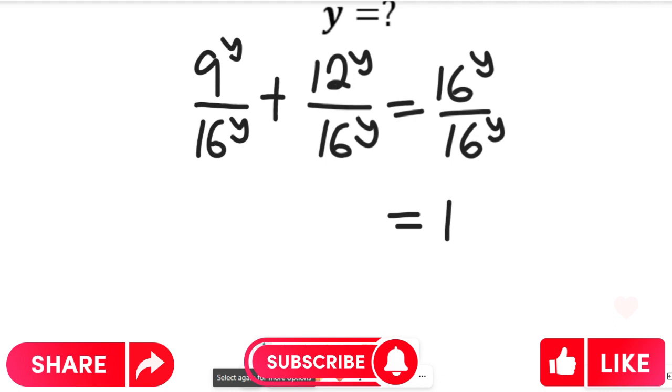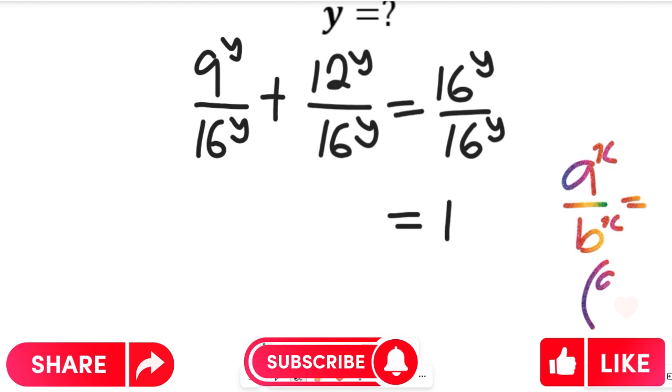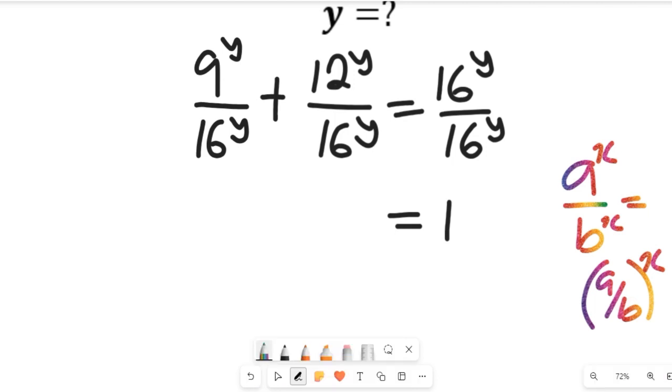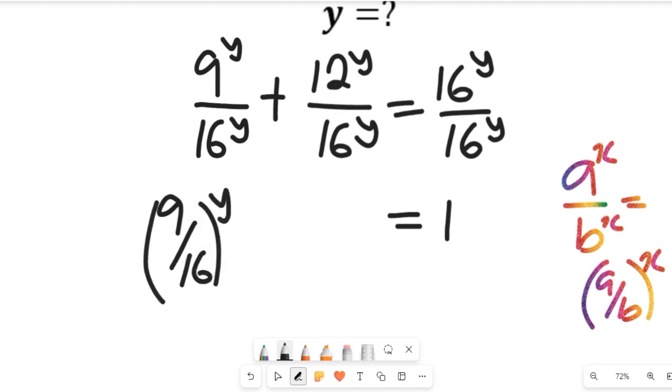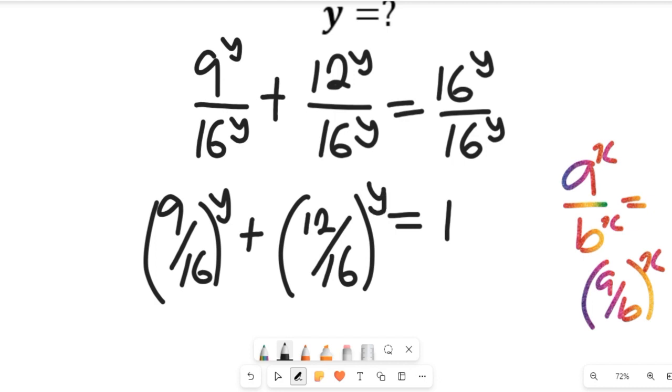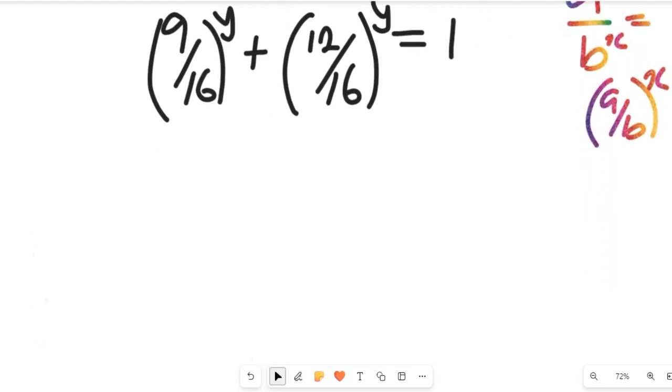Now, recall from the law of indices that if you have a to the power of x divided by b to the power of x, this can be equal to a divided by b all to the power of x. So this whole expression will now give us 9 divided by 16 all to the power of y plus 12 divided by 16 all to the power of y, and this will be equal to 1. Great.